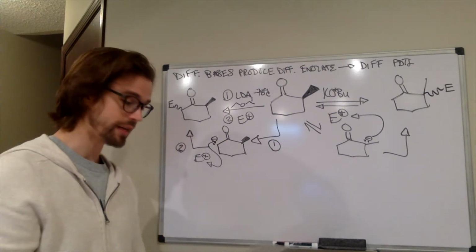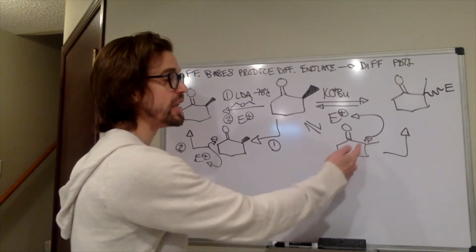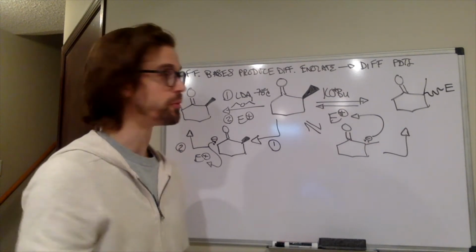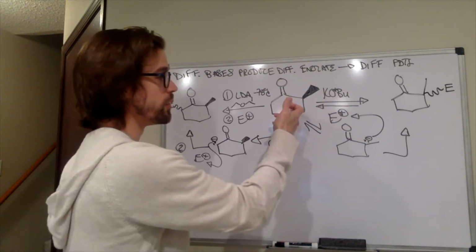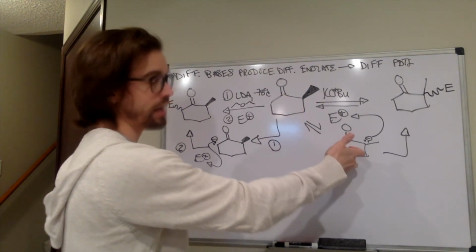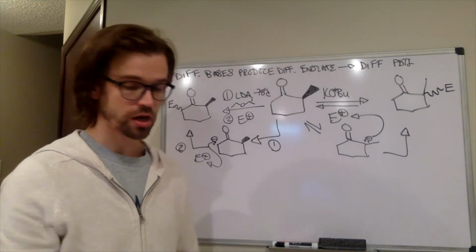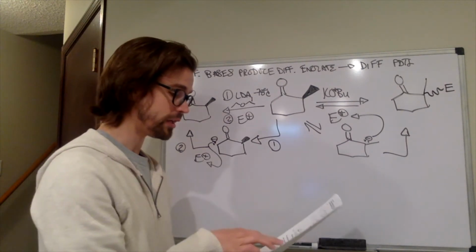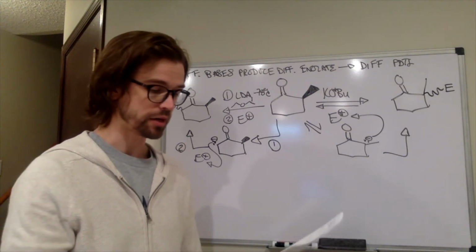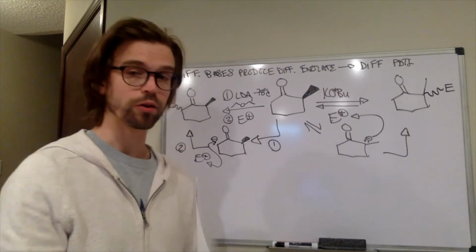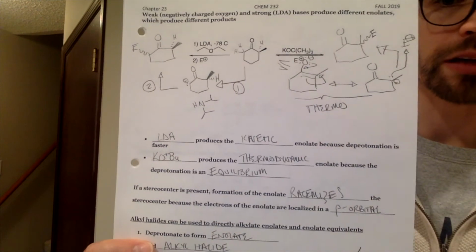And then the next thing that it says is if a stereocenter is present, formation of the enolate destroys the stereocenter. So we form the enolate right here. Even if we just reprotonate that, this stereocenter is ruined. So if this was a wedge to start out, if we make the enolate and then we add an H plus to that, it's going to change that from being a wedge to being a mixture of enantiomers. So if a stereocenter is present, formation of the enolate racemizes the stereocenter because the electrons of the enolate are localized in a p orbital. So that's what we see for those blanks right there.